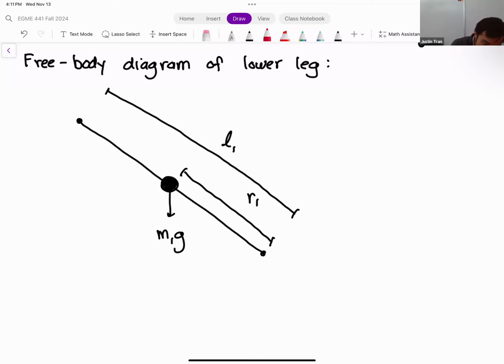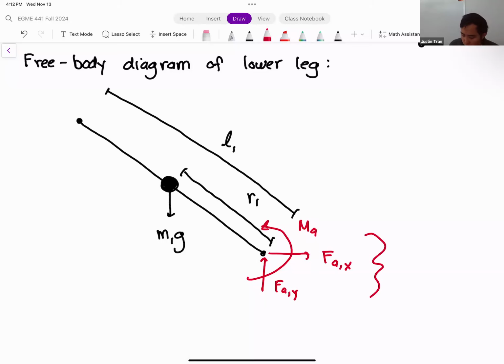Next, we have the net forces from the ankle joint. We computed the ankle joint forces last time, but the ankle joint forces affect both the foot and the lower leg. In particular, we have FAY, FAX, and MA. These are the net forces at the ankle joint that we computed previously.